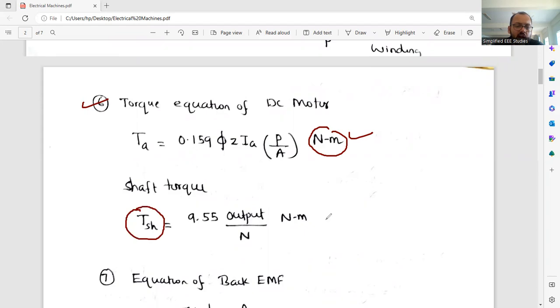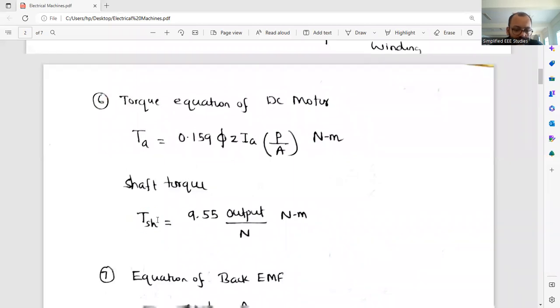You can calculate the shaft torque by using the formula 9.55 into output by N. Output you can write in terms of EB into IA. That will be the output power. Fine, output. So you can remember this formula. Unit is Newton meter only. So I request you to note down these points.